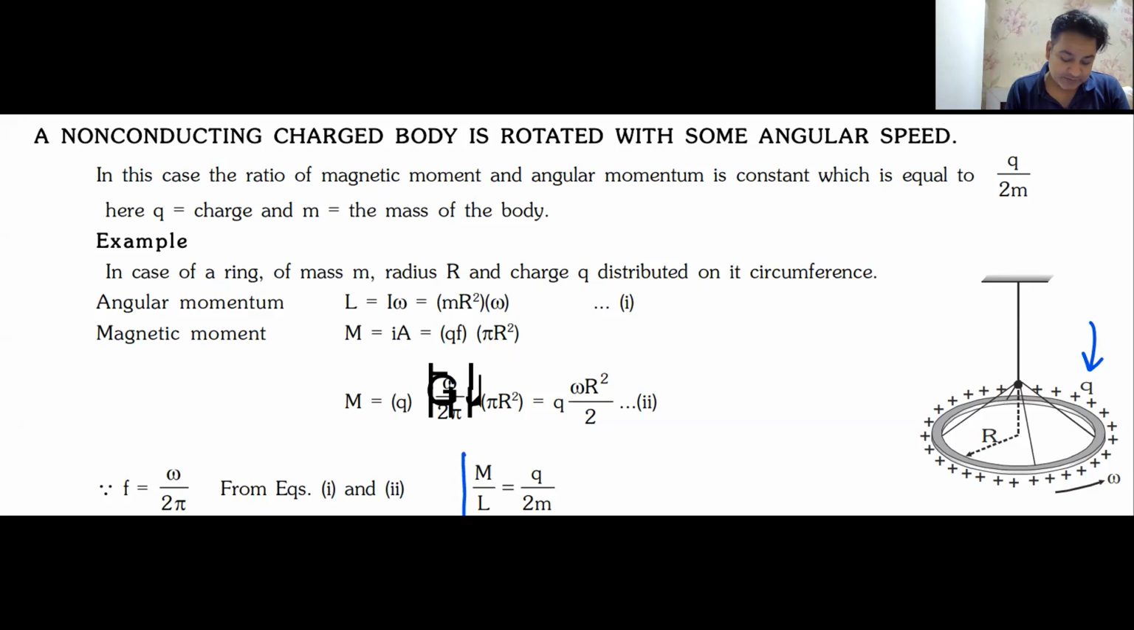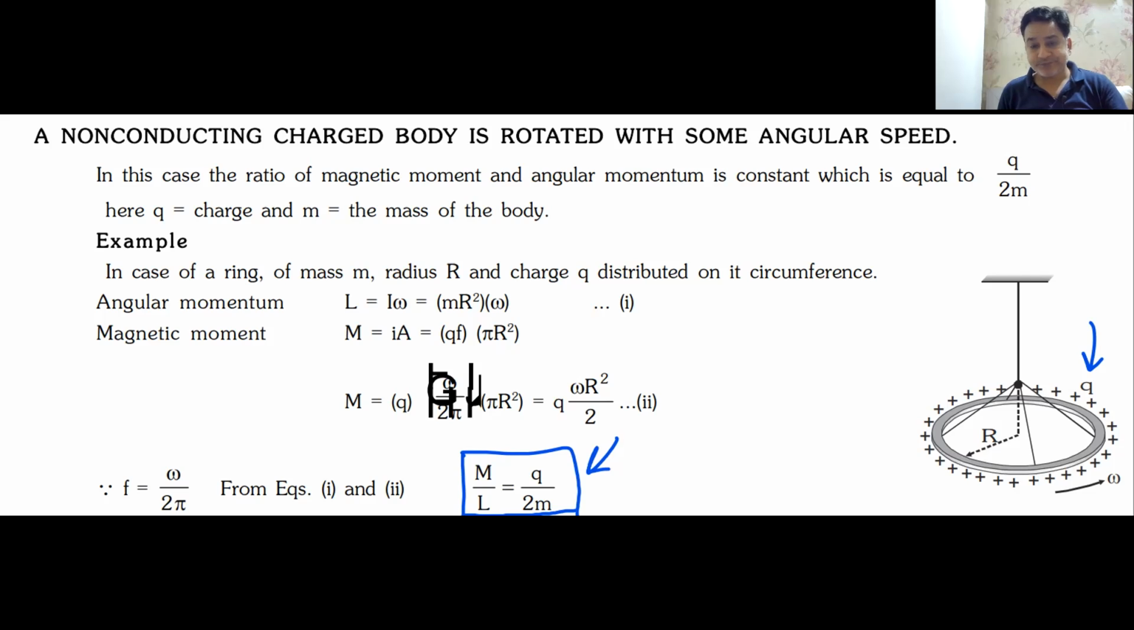And the relation between magnetic moment of this solid body and L is M by L is q by 2m. In fact, they have the same direction as well. If it is positively charged, M and L will be in the same direction. But if the body is negatively charged, as in the case of an electron, the direction of M and L would be opposite. Do you know this formula? M by L is q by 2m. Yes or no? Yes, sir. Okay. So remember, this formula is valid for all solid bodies which are rotating.